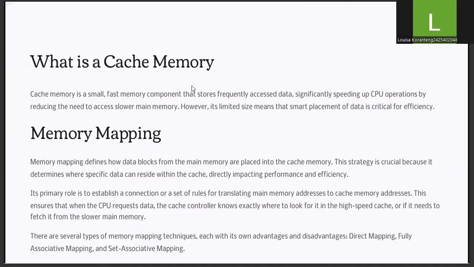Memory mapping defines how data blocks from the main memory are placed into the cache memory. This strategy is crucial because it determines where specific data can reside within the cache, directly impacting performance and efficiency. The primary role is to establish a set of rules for translating main memory addresses to cache memory addresses. This ensures that when the CPU requests data, the cache controller knows exactly where to look for it, in the high-speed cache or if it needs to fetch it from the slower main memory.